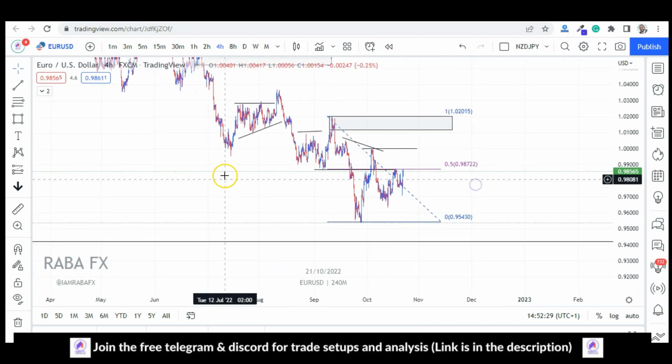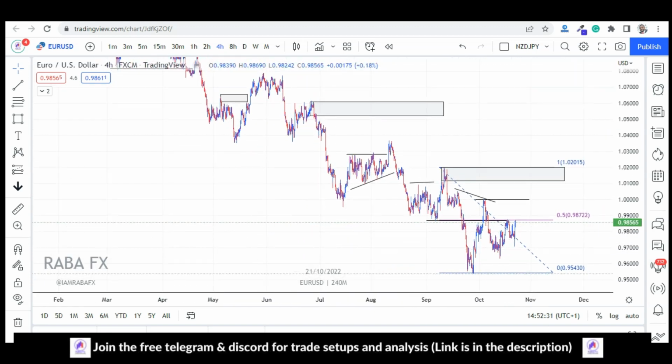So this is how you can read the market structure using liquidity, liquidity inducement, liquidity engineering, and premium and discount levels. I hope this makes sense. I will see you in the next video.